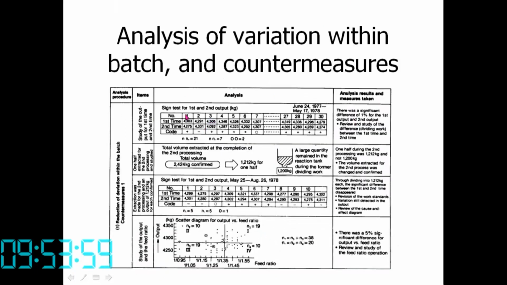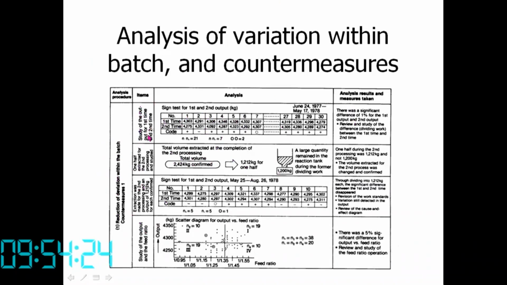okay, sign test, so they will be using more advanced tools also. Sign test is a hypothesis test. Then total volume extracted at the end of second processing. So this is a reduction of deviation within the batch, countermeasure is 1.